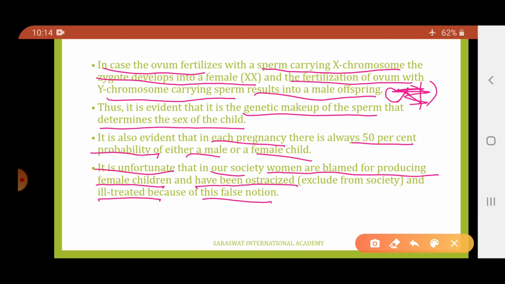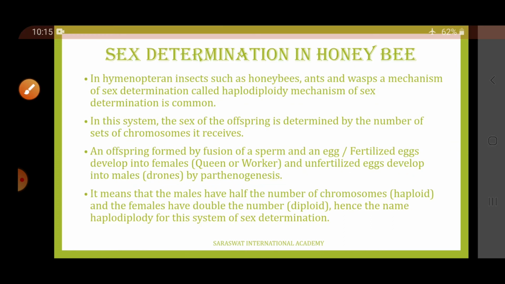But it is very unfortunate in our region that normally women are blamed for female children, but it is not the woman who decides the sex, it is the sperm which decides the sex. Due to this false notion the women have been ostracized. It means they have been excluded from society and they are also ill treated.